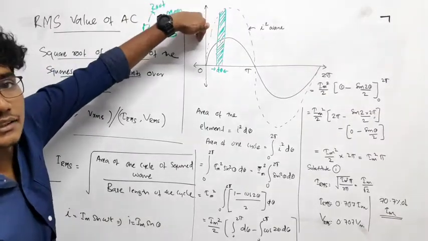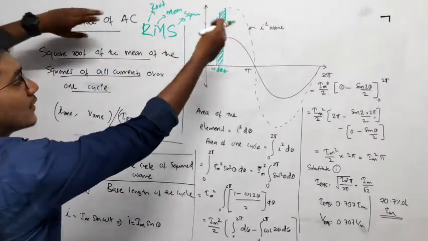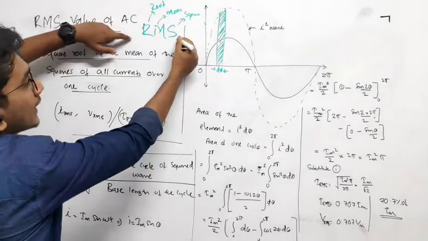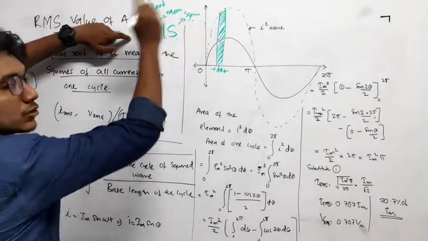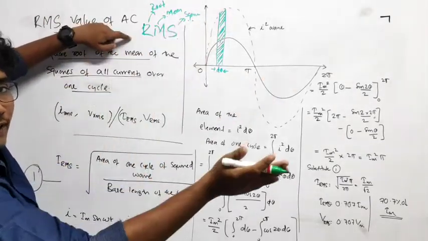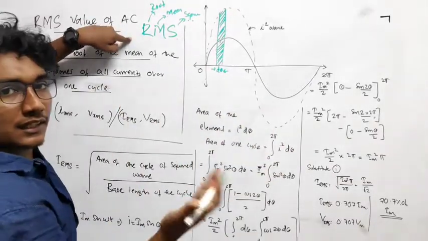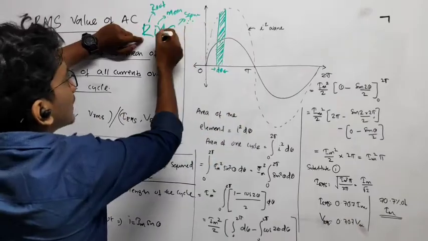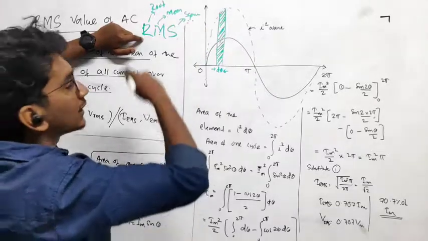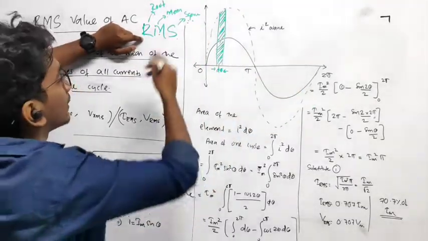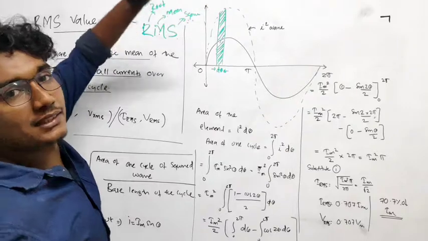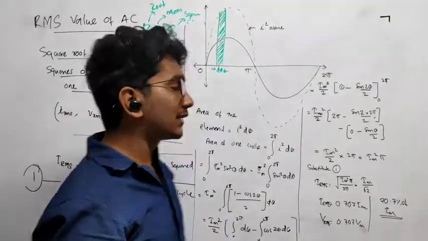Read from the right side, not from here. S, square. First is square. Square all the values. Whether it is current, square all the currents. Then M, take the mean. Square, then mean. Then root, take the root of all that. That is very easy.